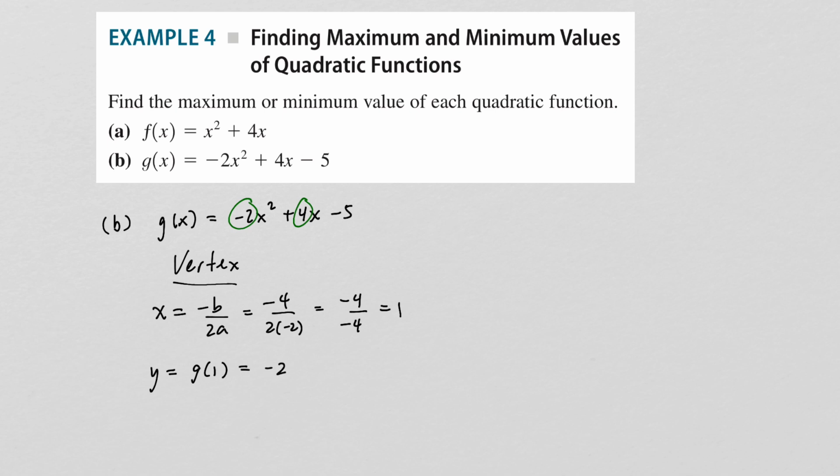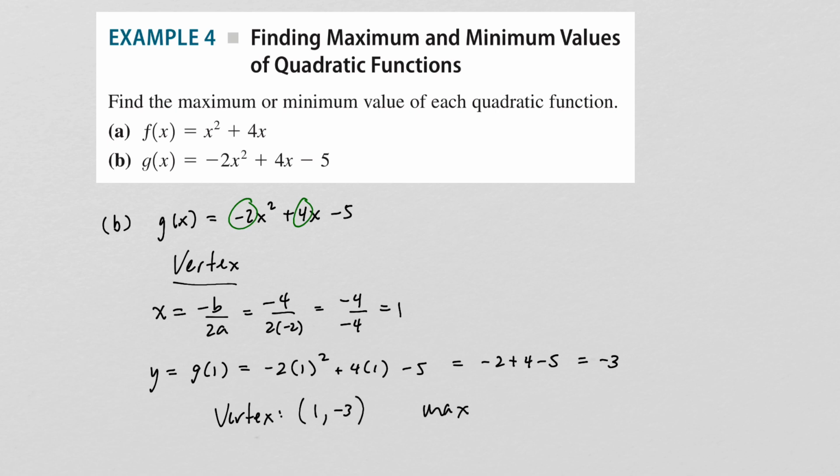And this will be negative 2 times 1 squared plus 4 times 1 minus 5. And if you do the math here, you get negative 2 plus 4 minus 5, which is equal to negative 3. So the vertex in this case is the point x equals 1, y equals negative 3.